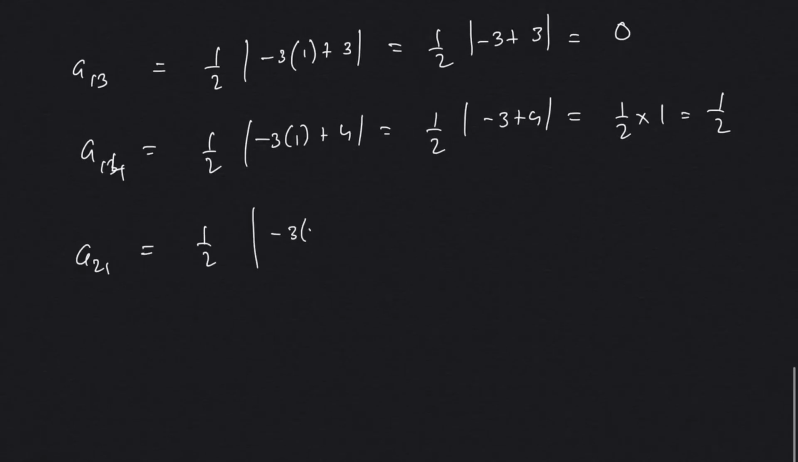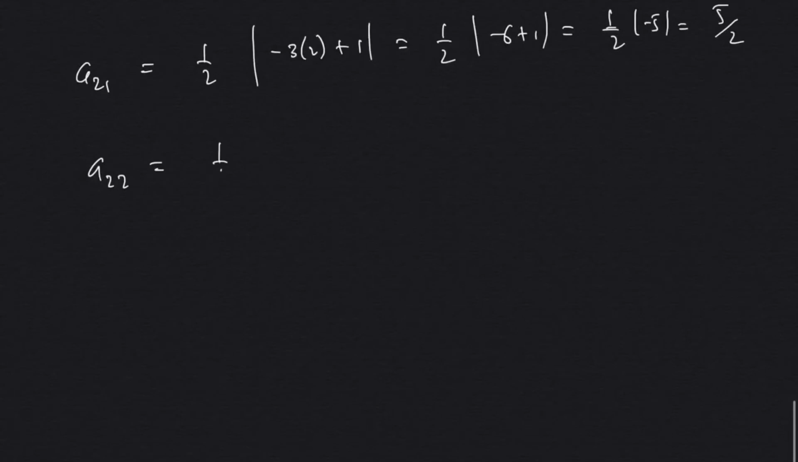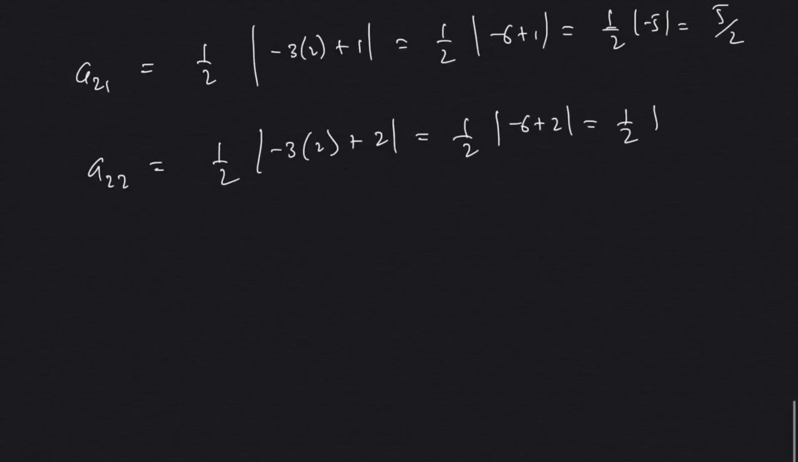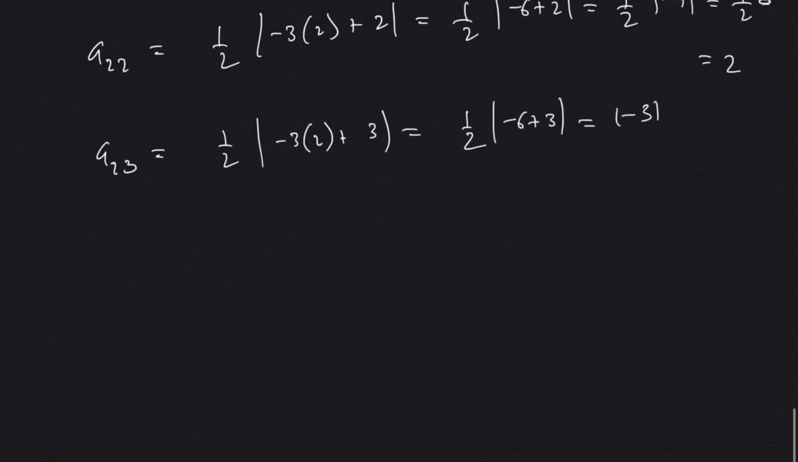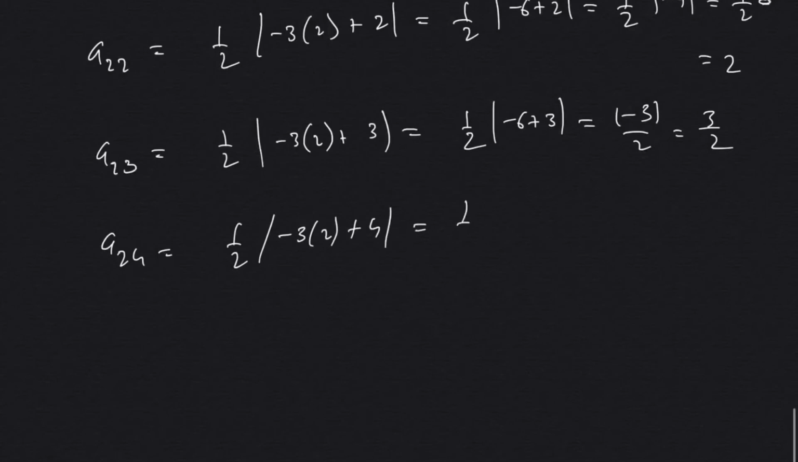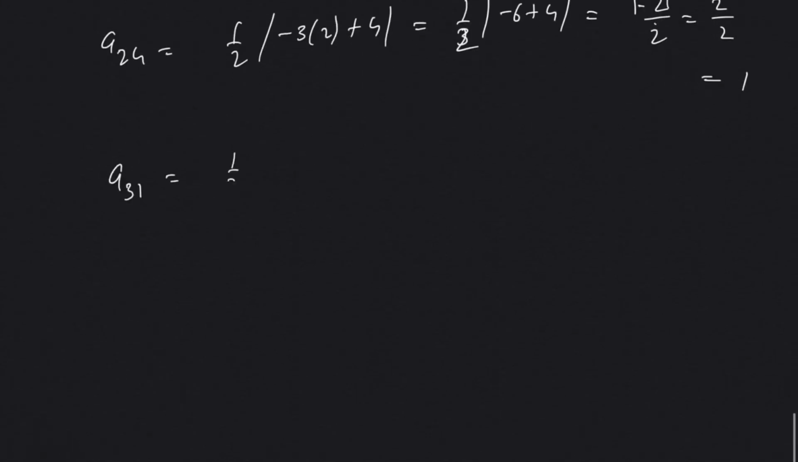Quickly moving on, A21, that is 1/2 modulus of minus 3 into 2 plus 1, that's 1/2 modulus of minus 6 plus 1, that is 1/2 into 5, that is 5/2. A22: minus 3 into 2 plus 2, 1/2 modulus of minus 6 plus 2, 1/2 into 4, that is 4/2, that will be 2. A23: 1/2 modulus of minus 6 plus 3, that is minus 3/2, that will be 3/2. A24: 1/2 modulus of minus 3 into 2 plus 4, 1/2 modulus of minus 6 plus 4, minus 2, magnitude of minus 2 is 2, 2/2, that is 1.